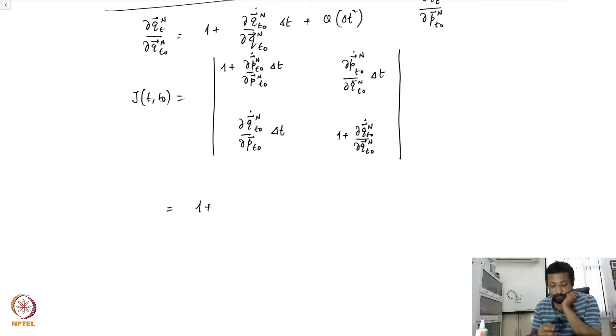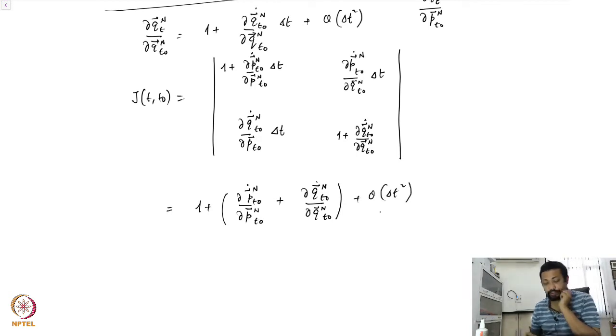So 1 plus ∂Qn dot, sorry, ∂Pn/∂Pn at T0 plus ∂Q̇n(T0)/∂Qn(T0). There are higher order terms which we will not consider. So if you just consider this times this, then this is going to give you this result, right?